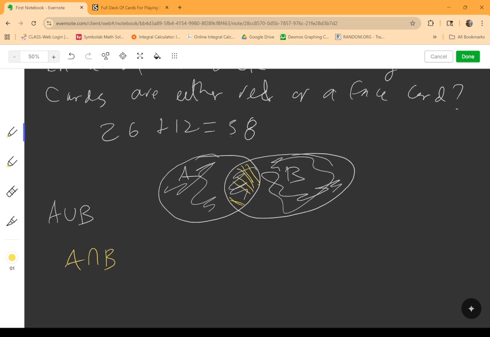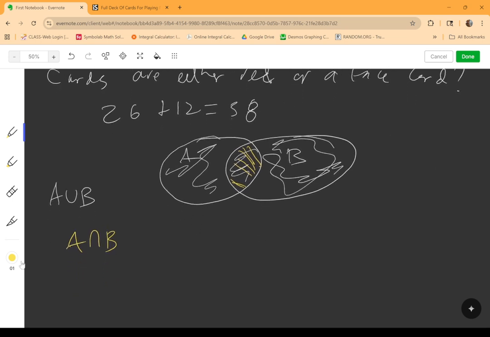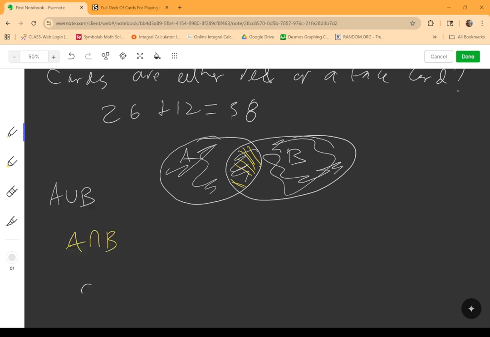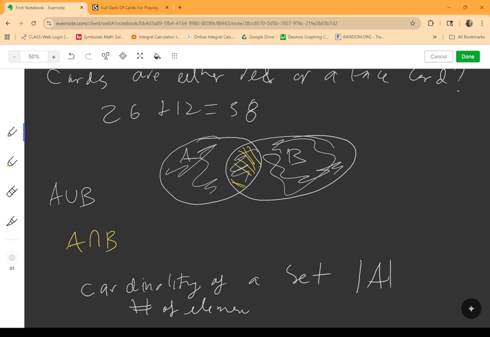All right, and then one other thing that we're going to talk about here is the idea of cardinality. So when we say the cardinality of a set, written like this, that is the number of elements. Here for our case, it'll be a discrete amount, a finite amount, I should say.